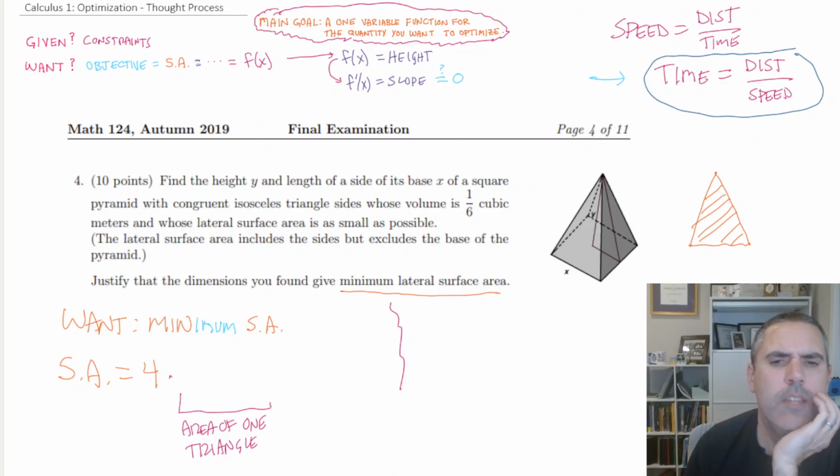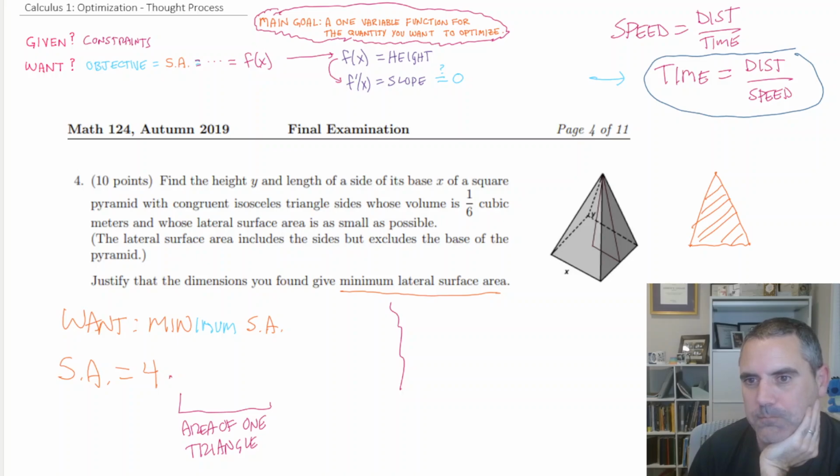Okay, now I'm going to go back up. Find the height y and the length of a side of its base x with congruent isosceles triangle sides whose volume is 1/6 cubic meters and whose lateral surface area is as small as possible. So that stuff initially was giving me the dimensions. It was helping me label.